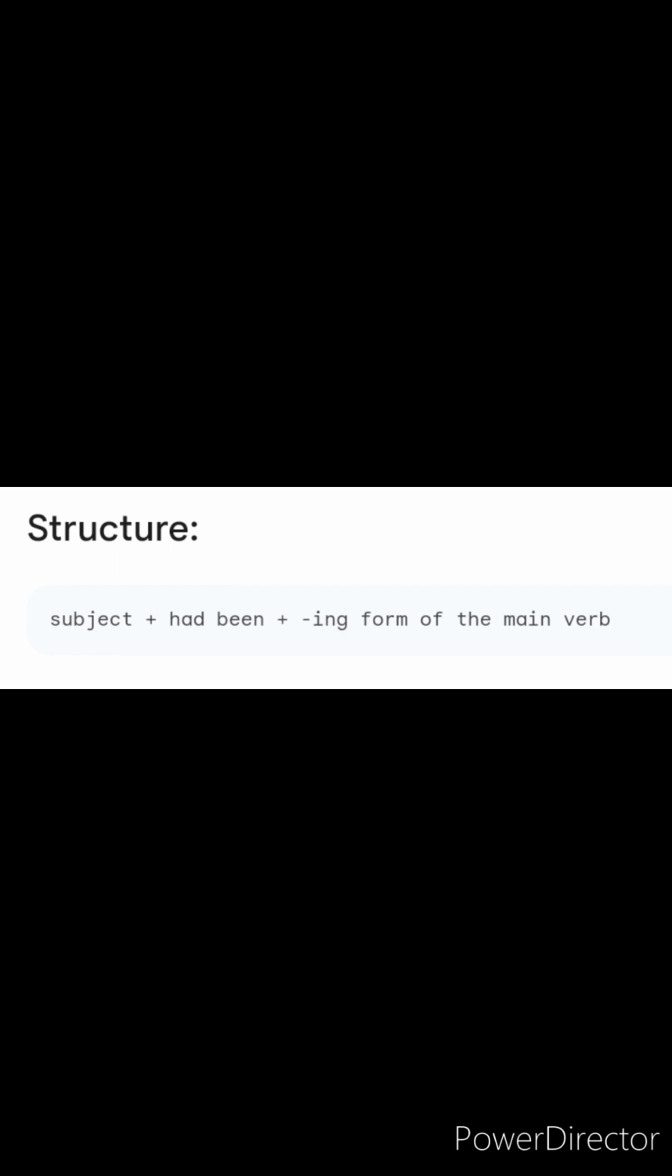Continuing the video, let us now do past perfect continuous tense. Past perfect continuous tense describes an action that started in the past and continued up to a specific time in the past. Confusingly, it combines the past perfect, that is action completed before another past action, with the continuous action, that is action in progress. Structure given: subject plus had been plus ing form of the main verb.